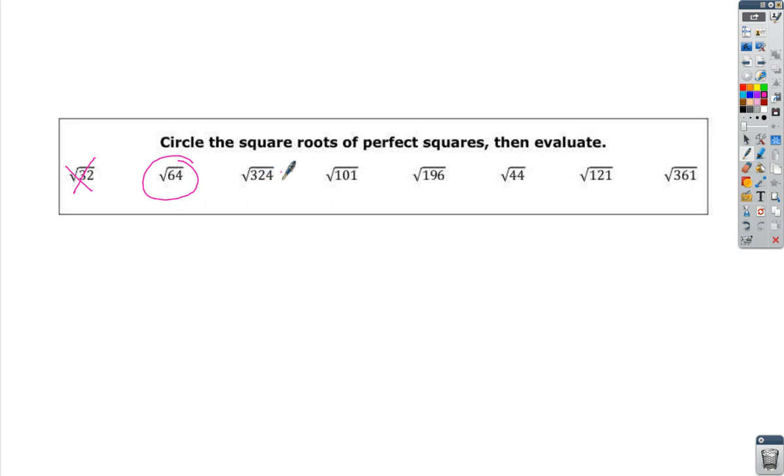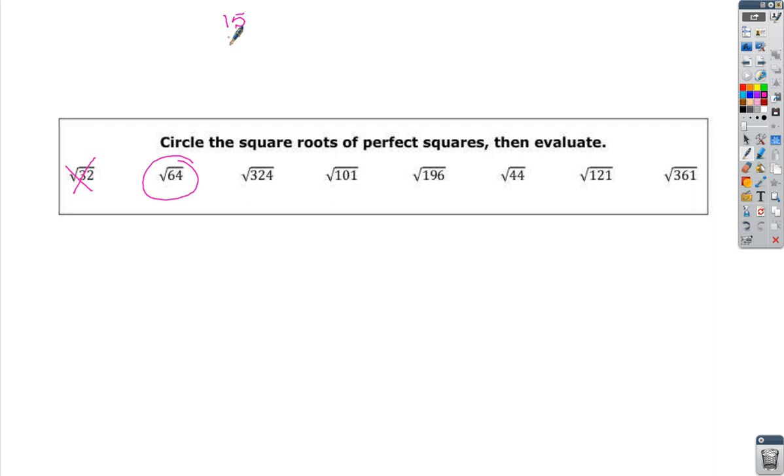So 324. Think about what times what could get us to 324. It's a pretty big number, so let's start at, let's say, 15. So 15 times 15. And I can't always do this in my head, and I don't remember the perfect squares.